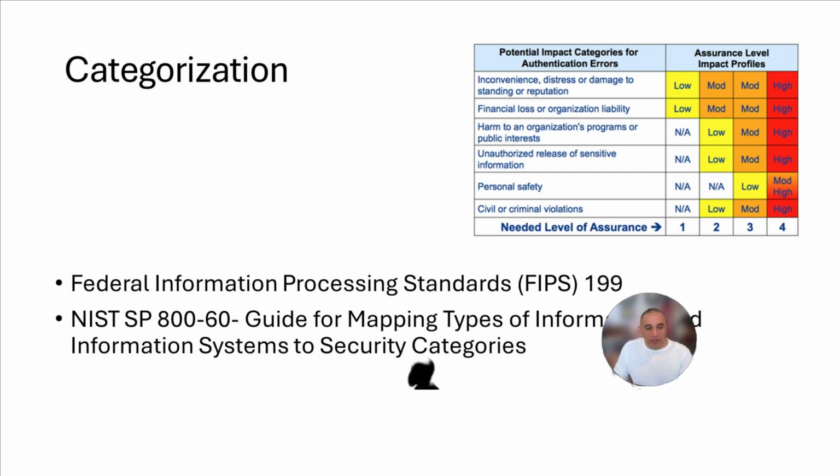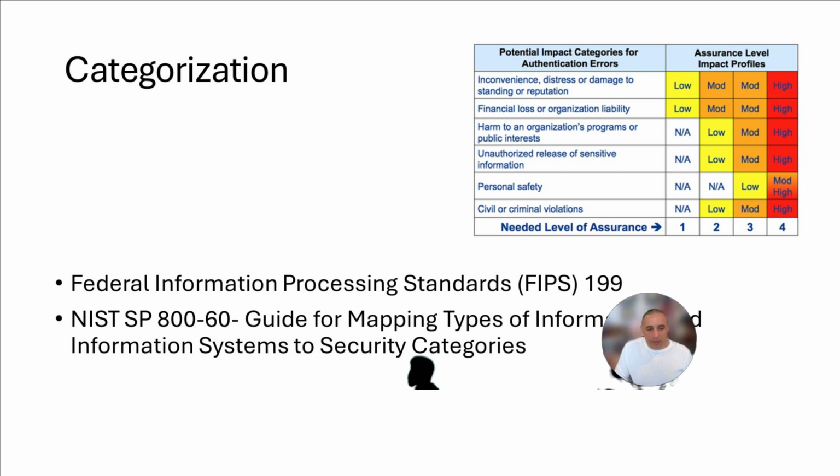NIST Special Publication 800-60, titled Guide for Mapping Types of Information and Information Systems to Security Categories, complements FIPS 199 by providing guidance on mapping different types of information and information systems to the security impact levels defined in FIPS 199. These publications help organizations categorize information and information systems based on their potential impact on confidentiality, integrity, and availability. Not all systems are equal and should not be treated as such.